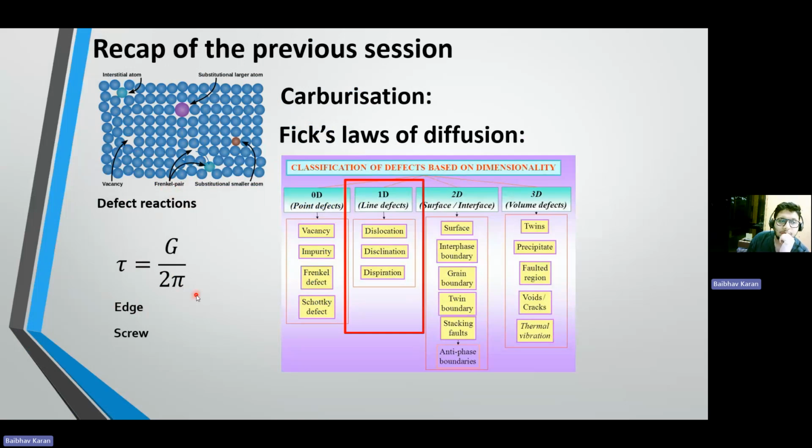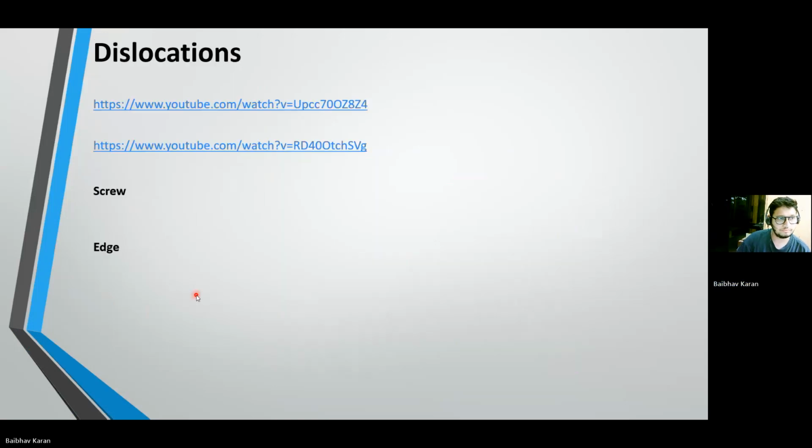Then we will go into much more detail for this week's course. Let's watch some videos regarding edge and screw dislocations.